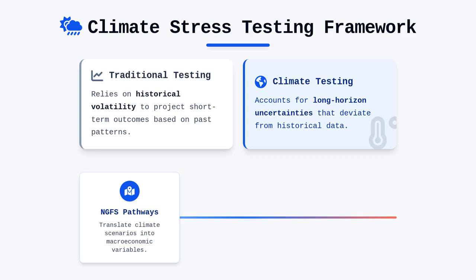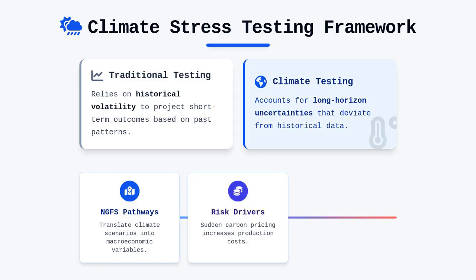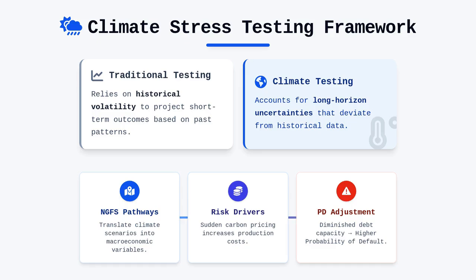We begin by translating climate pathways, such as those provided by the NGFS, into variables that resonate with credit risk models. For example, a disorderly transition policy that imposes sudden carbon pricing will directly impact the cost of production for high-emission counterparties. This cost pressure diminishes the debt servicing capacity of those firms, which necessitates a quantitative adjustment to their probability of default metrics. As an analyst, you must recognize that these impacts are rarely linear and often manifest through cascades across industries.